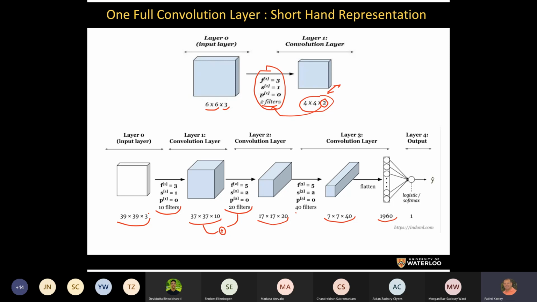This and this provide us with the information here for this particular block. The same thing here for this particular block, and then we flatten it.